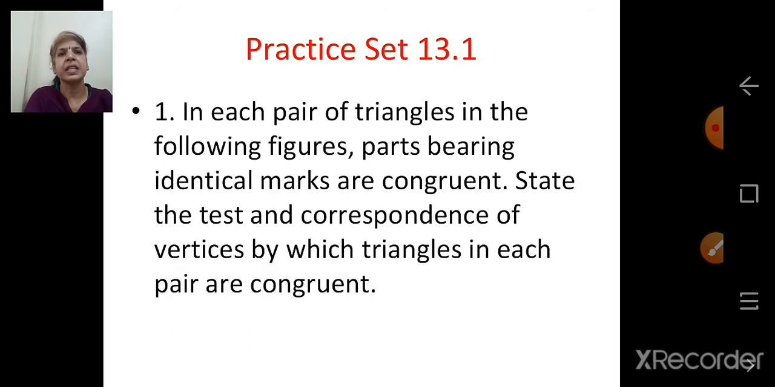Let's continue with practice set 13.1. In that, first Roman, first is, in each pair of triangles in the following figures, parts bearing identical marks are congruent. State the test and the correspondence of vertices by which triangles in each pair are congruent. So pair of triangles are given bearing identical marks. The parts which are congruent are shown by identical marks. What we have to do? We have to state the test and the correspondence of vertices by which triangles in each pair are congruent.